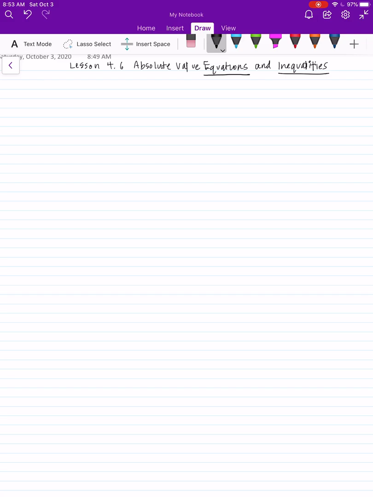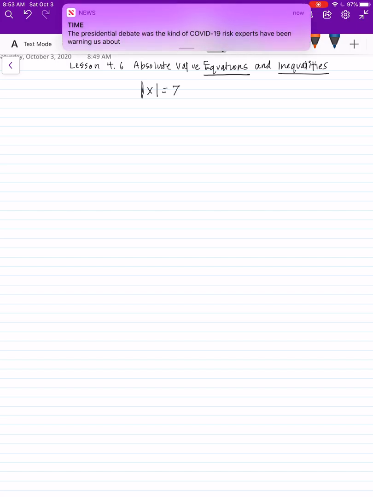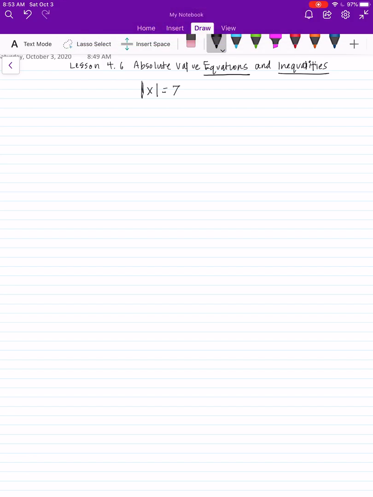All right, so let's talk about some equations first, because we need to get some background information before we delve into actually doing the equations and inequalities. Okay, so we're going to go ahead and split this up because all absolute values yield two answers. There's usually two things that work.